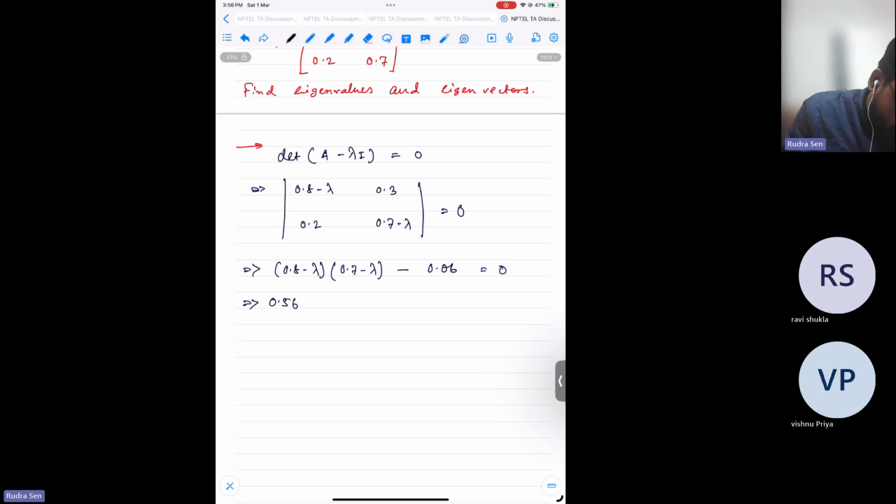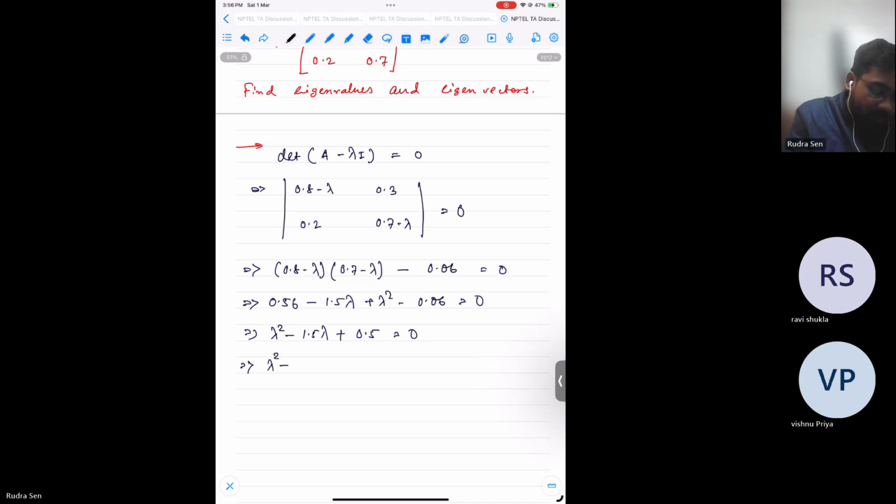So it's 0.56 minus 1.5 lambda plus lambda square, minus 0.06. So what we get is lambda square minus 1.5 lambda plus 0.5, right? This factors as lambda minus 1 and lambda minus 0.5. So what are the eigenvalues? Lambda 1 equals 1 and lambda 2 equals 0.5. Okay.